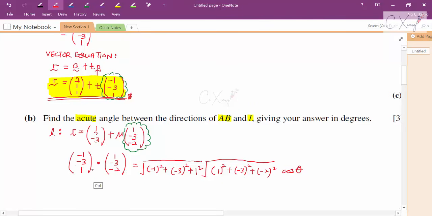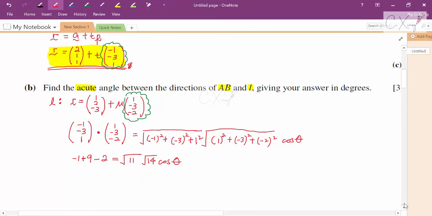All right, so I apply the dot product. I'm having -1 plus 9. -1 multiplied with 1, you get -1. -3 multiplied with -3, you get 9. 1 multiplied with -2, you get -2. Okay, and then I'm having square root 11 and also square root 14 followed by cos theta. Okay, so to find cos theta, generally I just need to bring everything over. All right, so I'm having cos theta equals 6 divided by square root 11 and also square root 14.